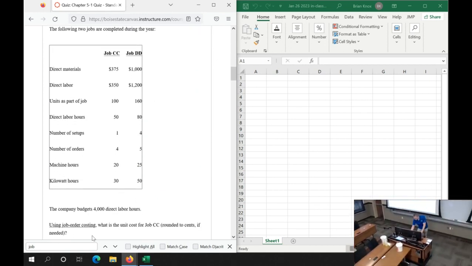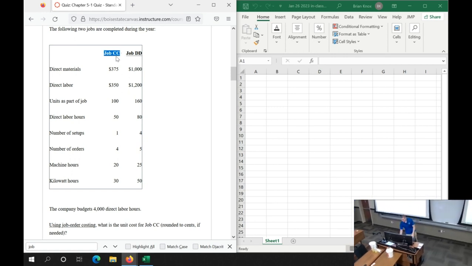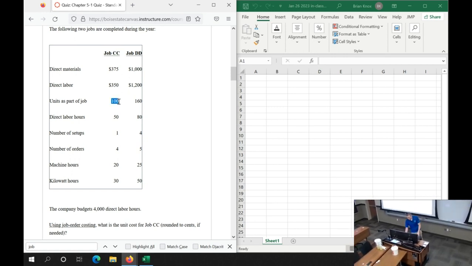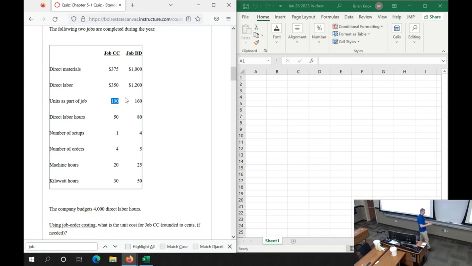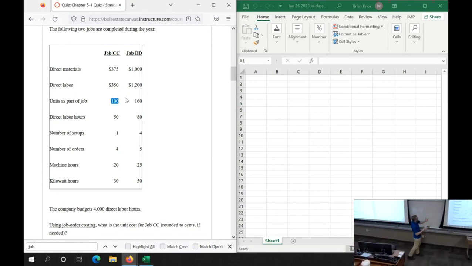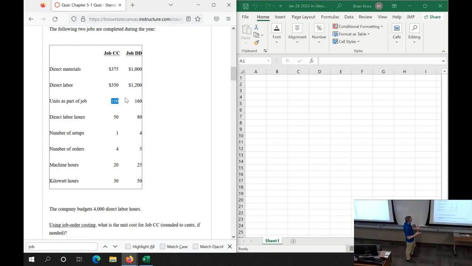And so the question specifically says, using job order costing, what is the unit cost for job CC? Okay, so we need to figure out what the cost for job CC is, and then what the unit cost is, since there are 100 units in this job. This job is to produce 100 units of something. I don't know exactly. I don't think I said what the company produces or what service they provide. But there are 100 units of it. And so we have an overall cost for job CC, and then 1/100th of that will be the unit cost for job CC.